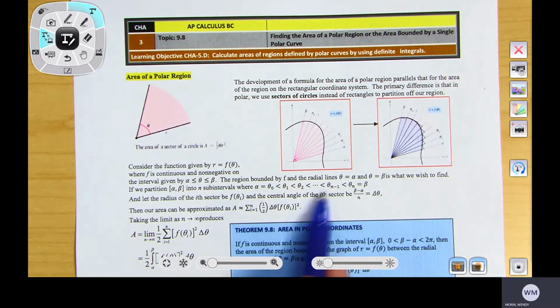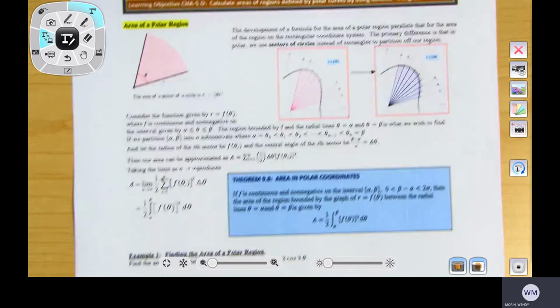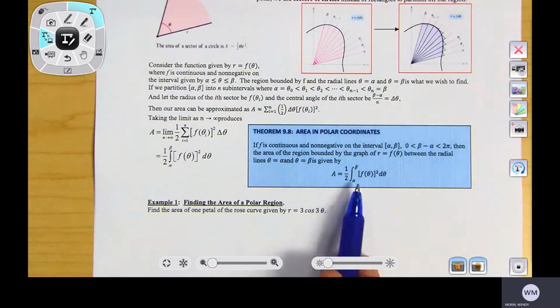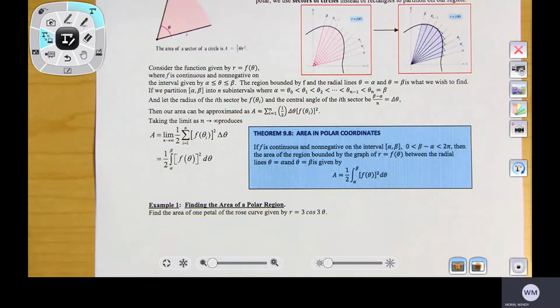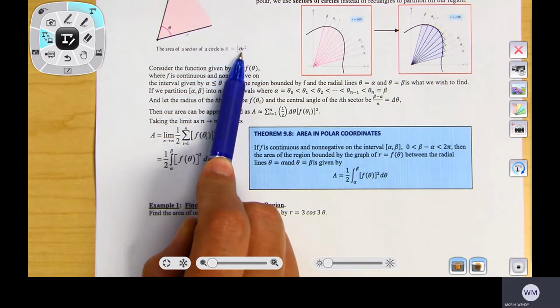If you go through this, it kind of goes through the limit process. You know, if you want to take a look at that and the partitions there. But the bottom line is when it comes down to it, this is the formula that you need to know. So it's very similar to this one. Area equals 1/2 r squared theta.